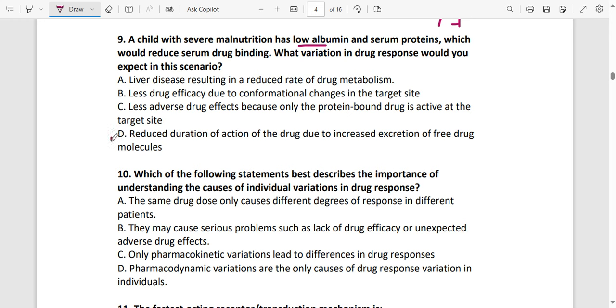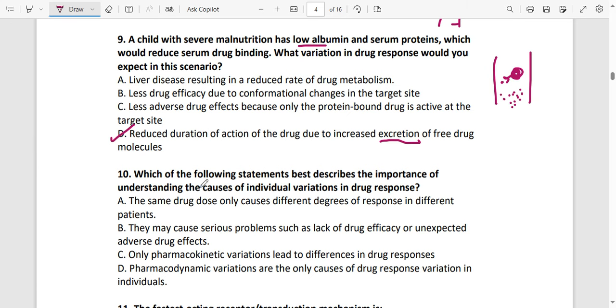Thank you so much, Doc. Very concise and direct. If you have a blood vessel, here is your albumin. If you have more albumin, more of the drugs are going to bind to albumin. But if you have less albumin, more of the drugs are going to be free. And because they are free, they have more chance of going to excretion. And so there is a reduced duration of action because they're being excreted.